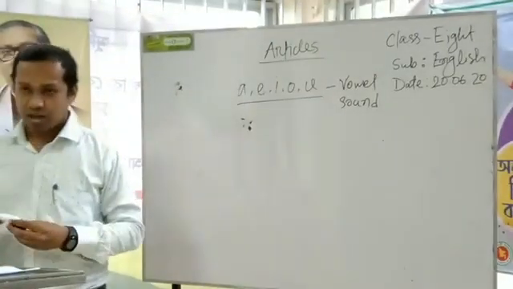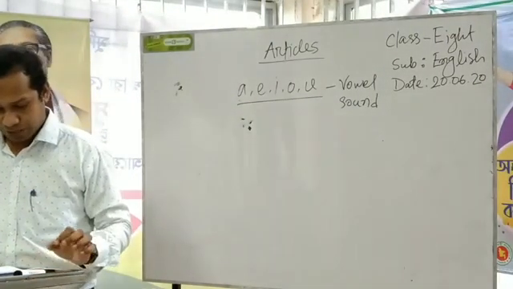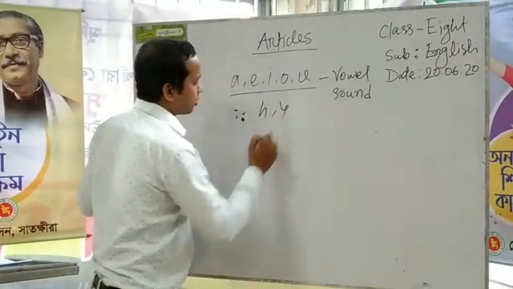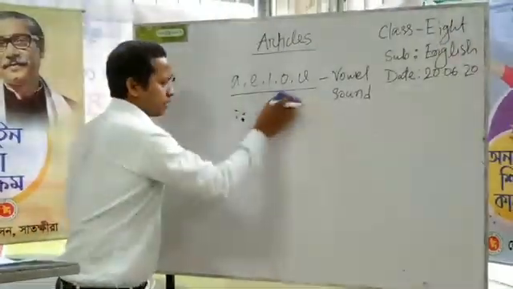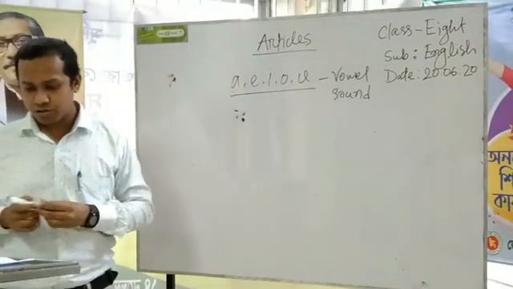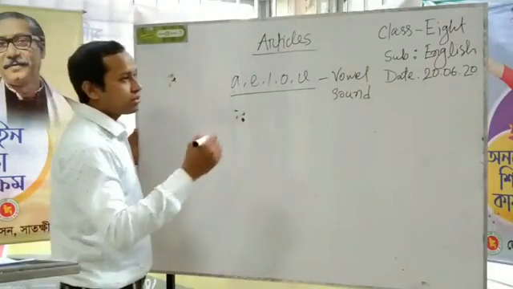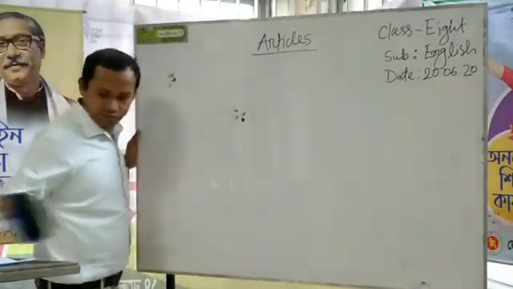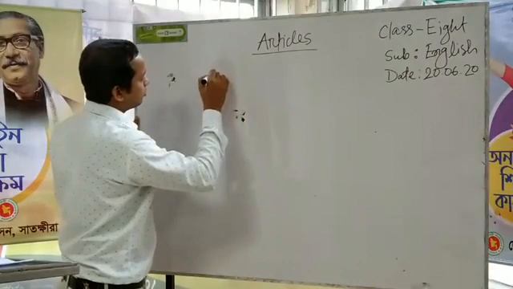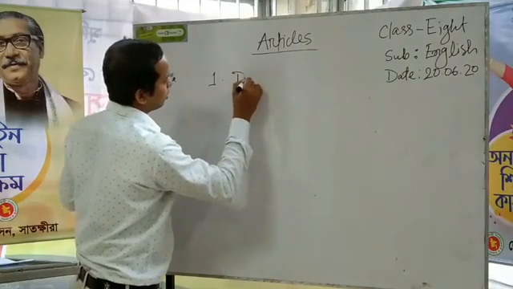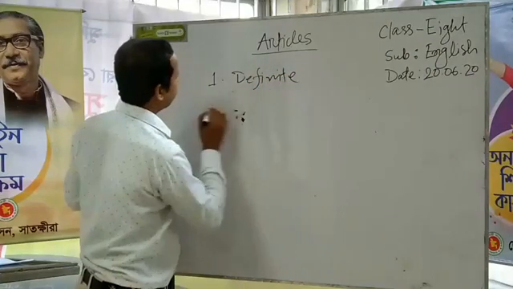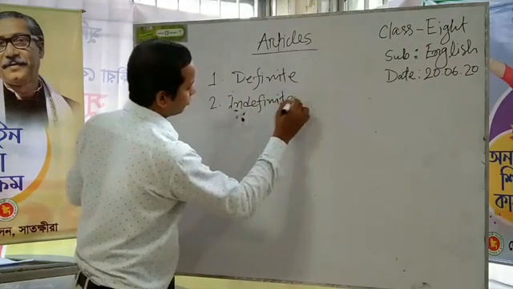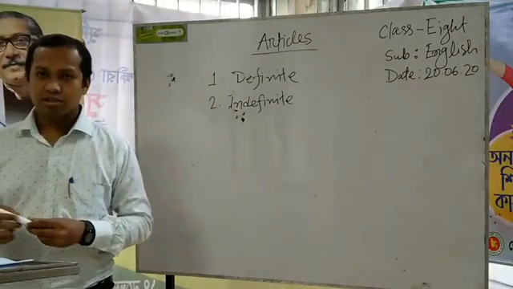These 5 are vowel sounds and the rest are consonant sounds. Among the sounds, some are semi-vowels, sometimes A's and Y. But we will remember these 5 sounds are used before an, and other consonant sounds are used before a. So articles can be divided into 2 parts. First one is definite and the second one is indefinite.